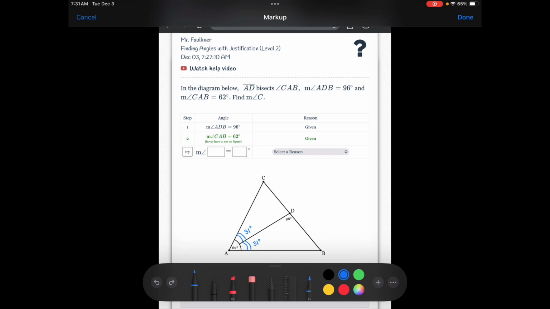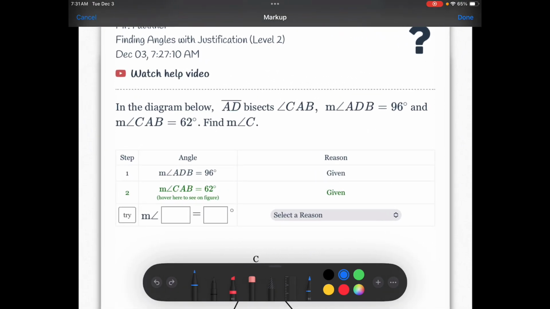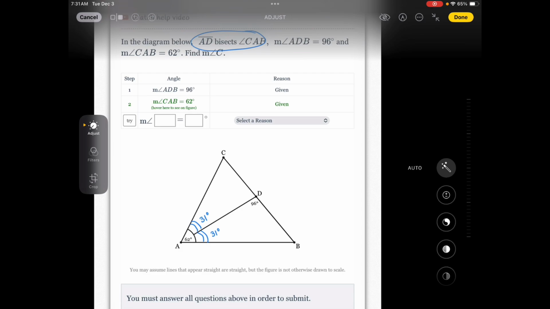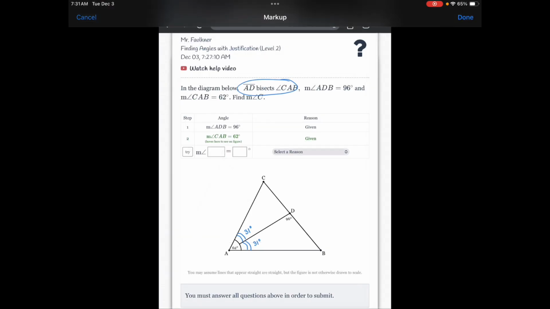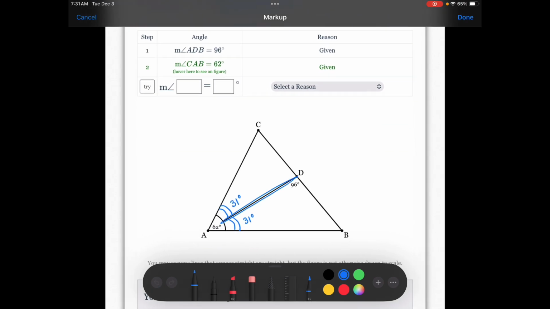Okay, third and final example here. I want to read again through the given information. Now I notice they're also mentioning we have an angle bisector here, right? So, let me go back to where I was. Segment AD gets bisected by angle CAB. So let's figure out where that is. So here it is. Here's AD bisecting, I'll use a highlighter here, angle CAB.